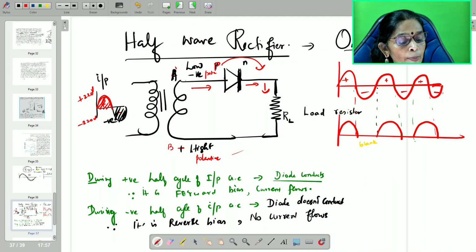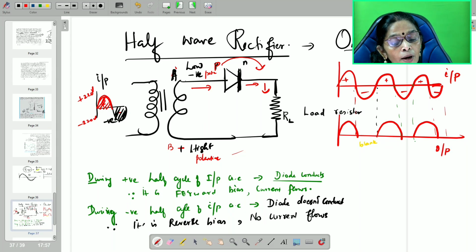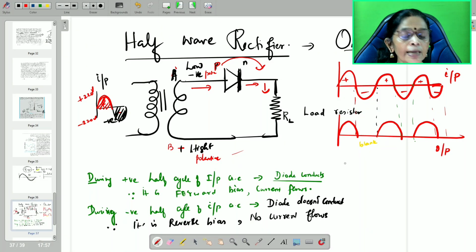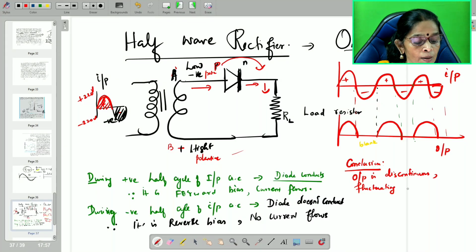Like that, you can see the input as well as the output. Is the output continuous? No. So what is the conclusion? The conclusion is that the output is discontinuous, fluctuating, but unidirectional.